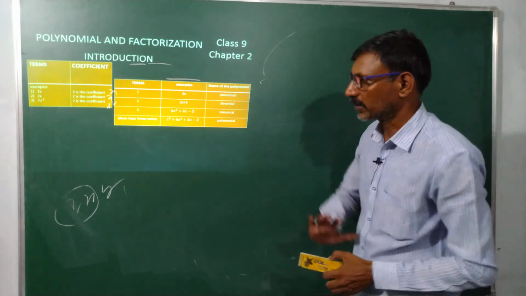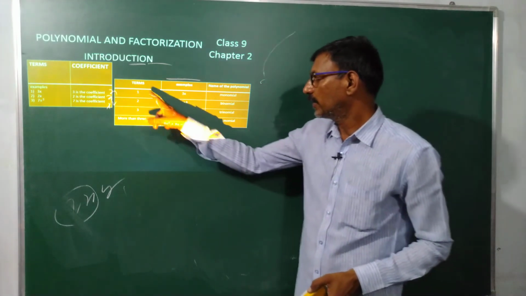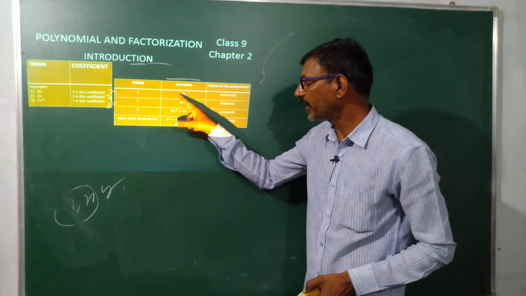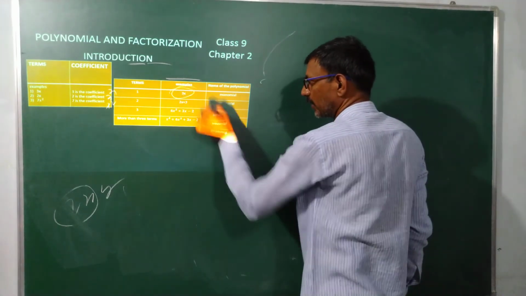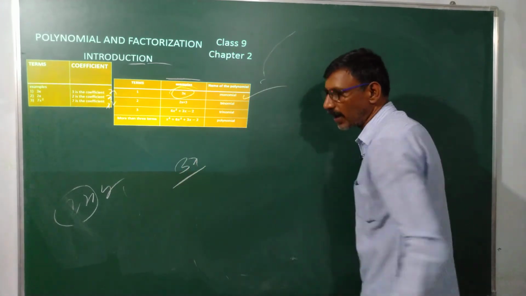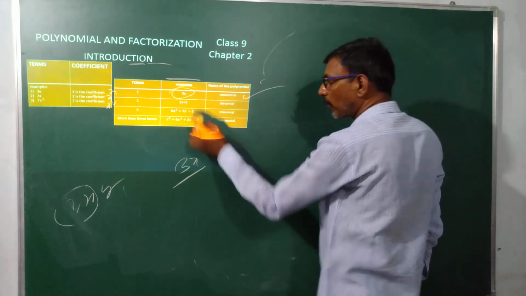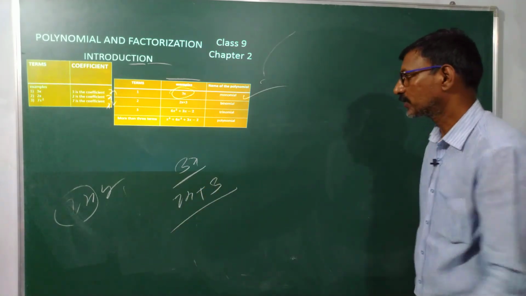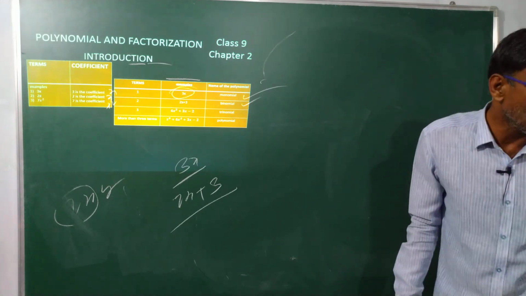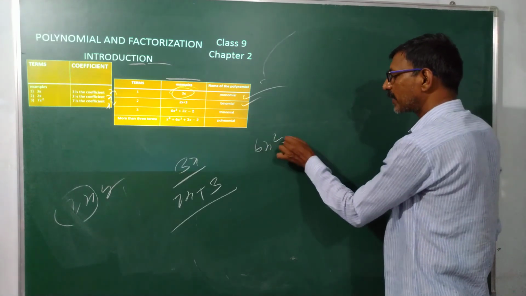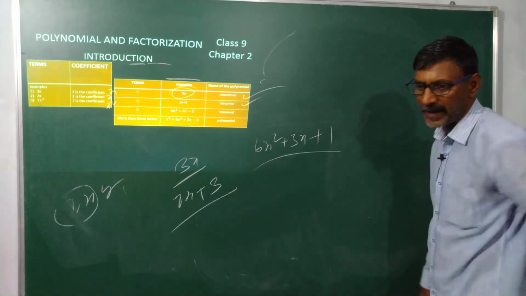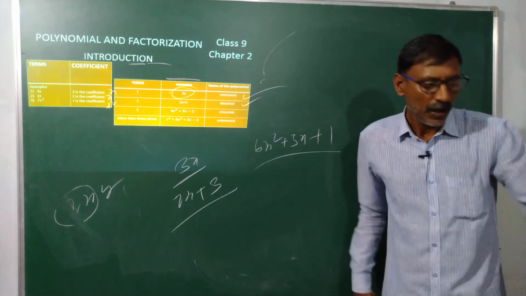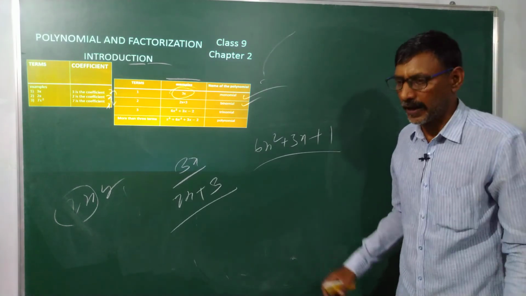Now coming to this box. See here, terms. Here how many terms are there? A single term is there here, 3x, then it is called a monomial. Suppose take 2x plus 3. How many terms are there? 2 terms. That is called a binomial. If I take 6x square plus 3x plus 1, how many terms are there? 3 terms. Then it is called a trinomial. More than 3 terms, it is called a polynomial.